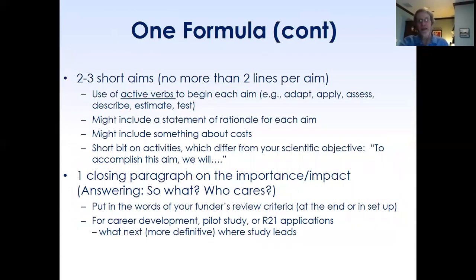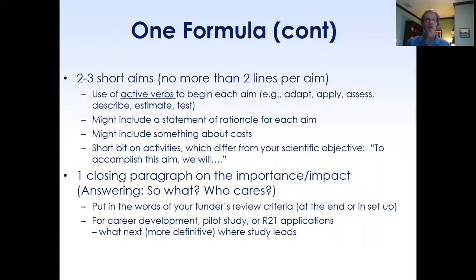If we think about the aims themselves, we like to have 2 or 3 aims. You might have up to 4 aims in a larger project. I like to have no more than 2 lines of text per aim. You want to use active verbs. I've given you some examples of those. Things like adapt, apply, assess, describe, estimate, or test, something that's got an active feel to it.